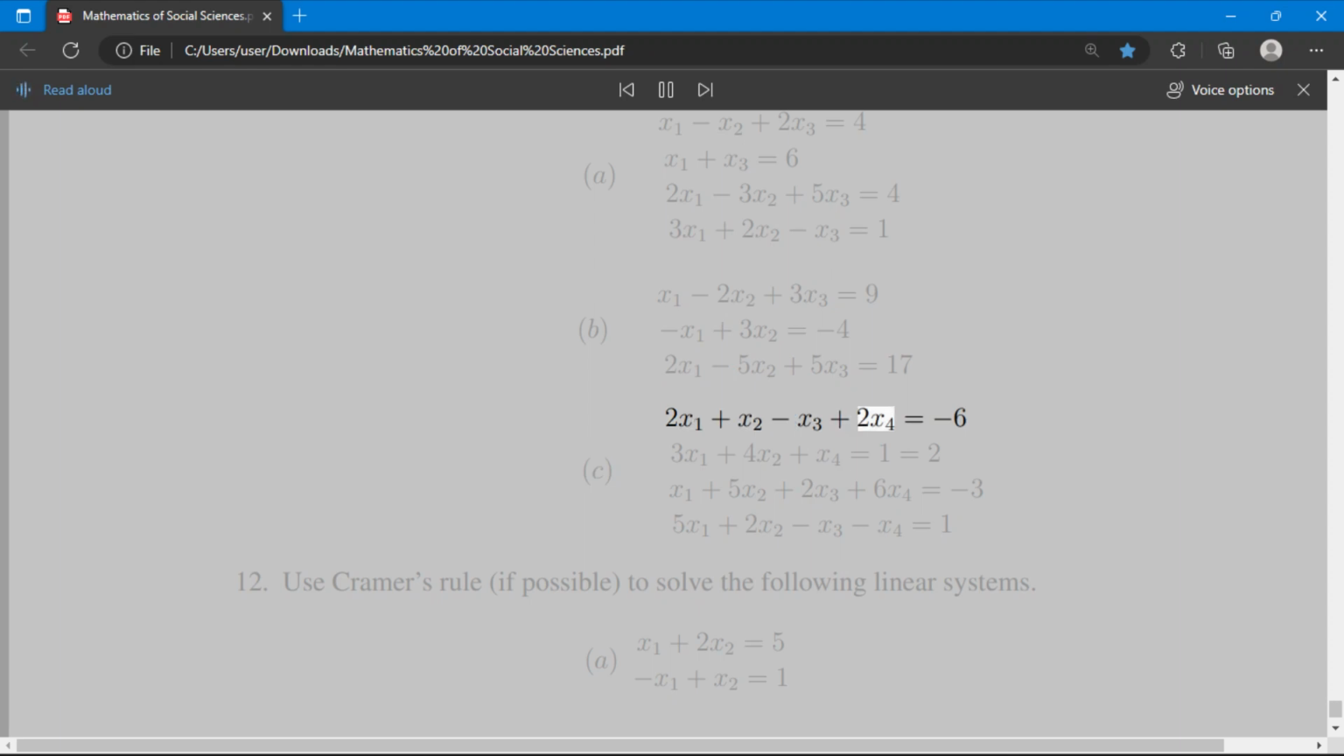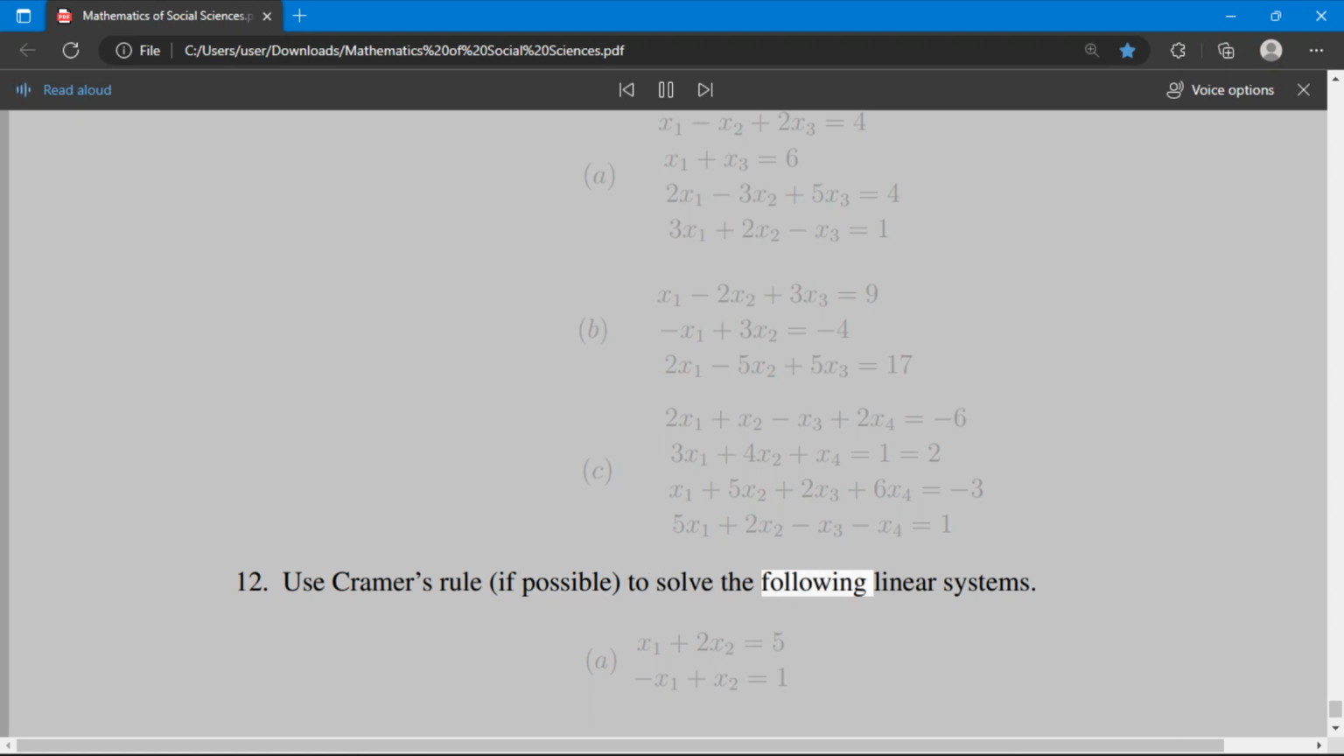C. 2x1 + x2 - x3 + 2x4 = -6, 3x1 + 4x2 + x4 = 1, -2x1 + 5x2 + 2x3 + 6x4 = -3, 5x1 + 2x2 - x3 - x4 = 1.